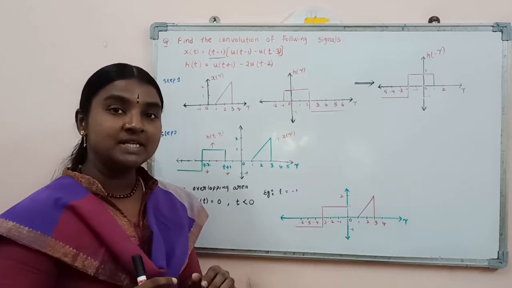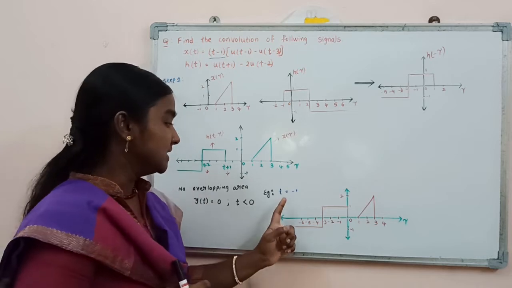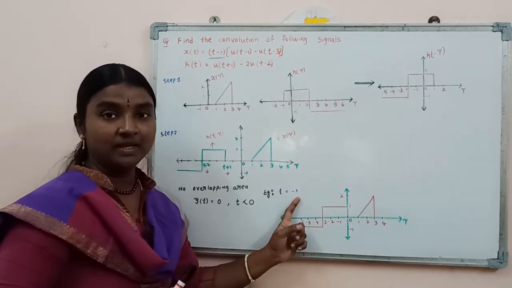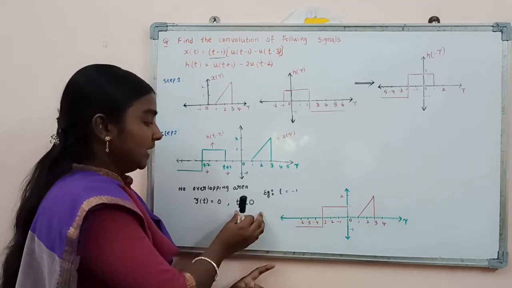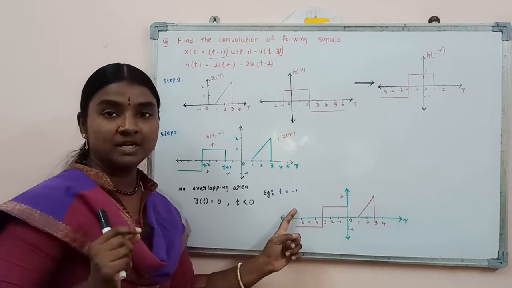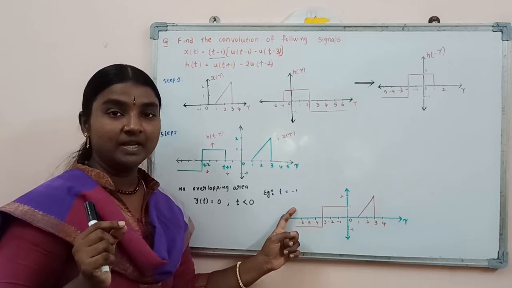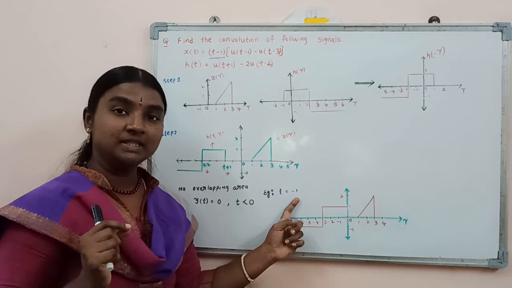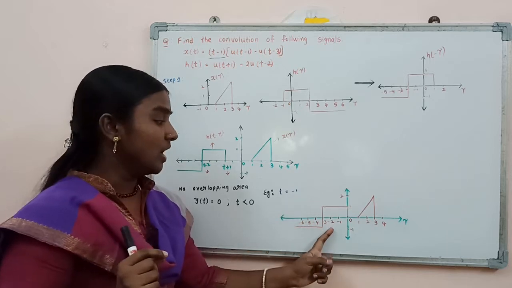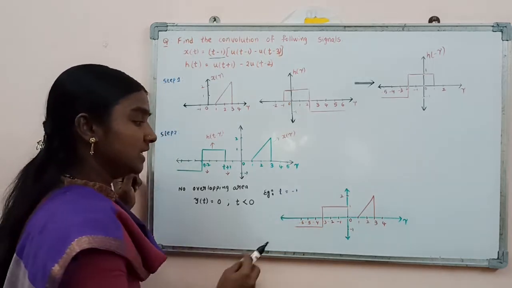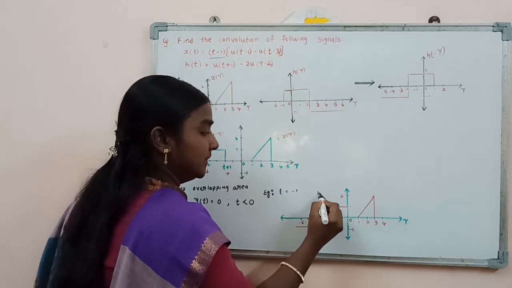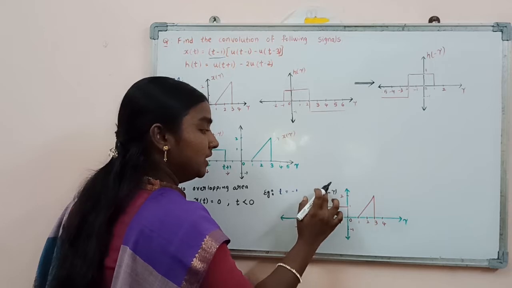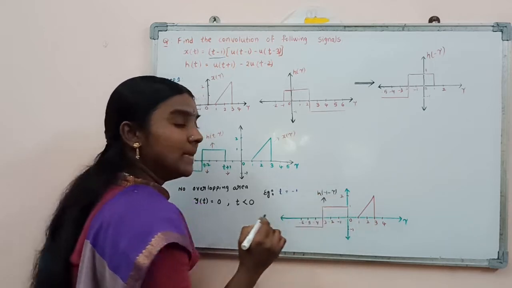Now we will understand with one example, by considering the time shift t equal to -1. For example, for t less than 0, I consider one time shift, t equal to -1. By considering this time shift, we can draw the h of t minus tau signal like this. This is the h of t minus tau, where in place of t we are considering -1.